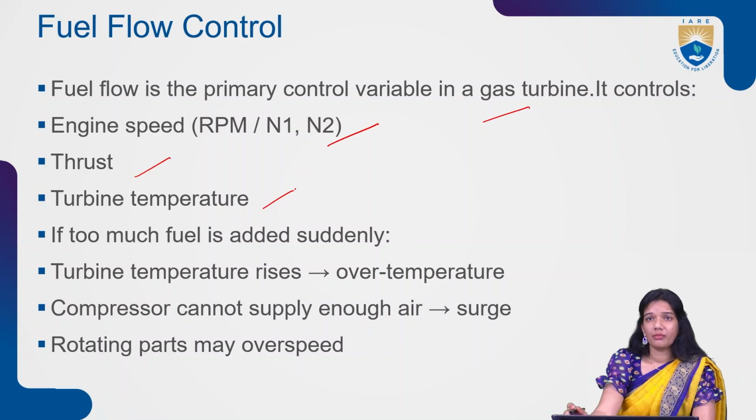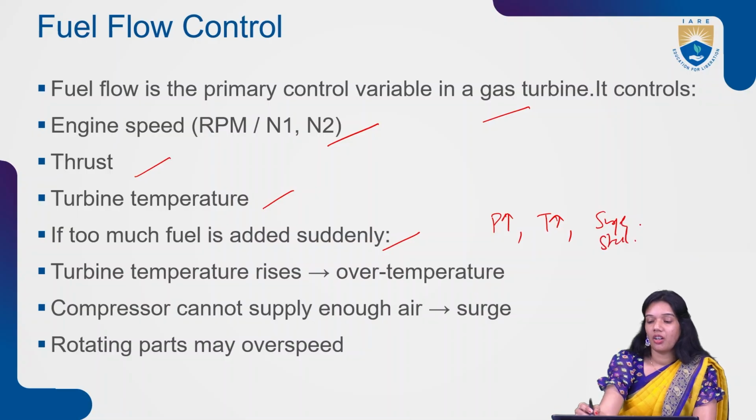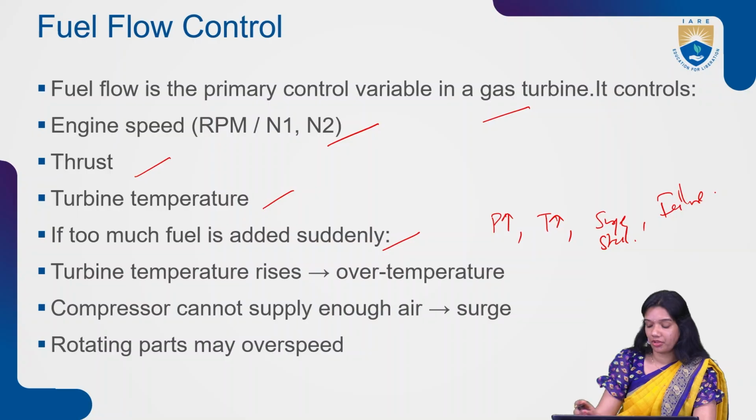If there is too much fuel that is added suddenly, then there is a high pressure rise. If the pressure is increasing, then the temperature increases. If temperature increases, there is a surge or a stall condition, or there is a failure. All these things can happen if fuel flow is not being checked properly or is not controlled very well.